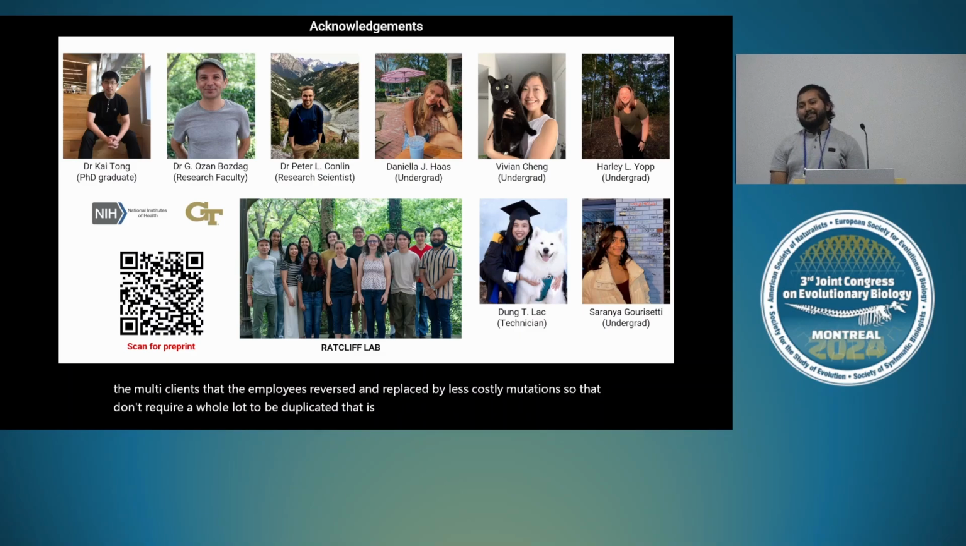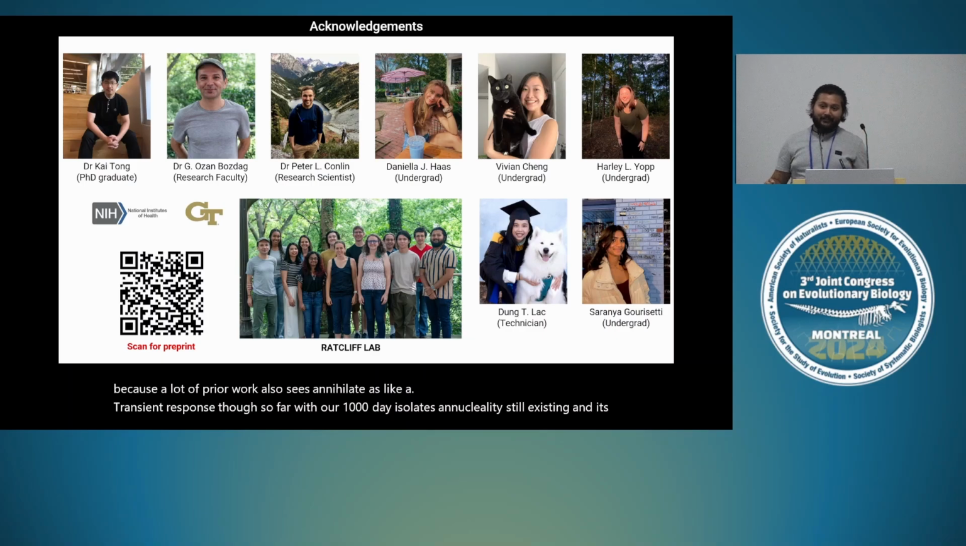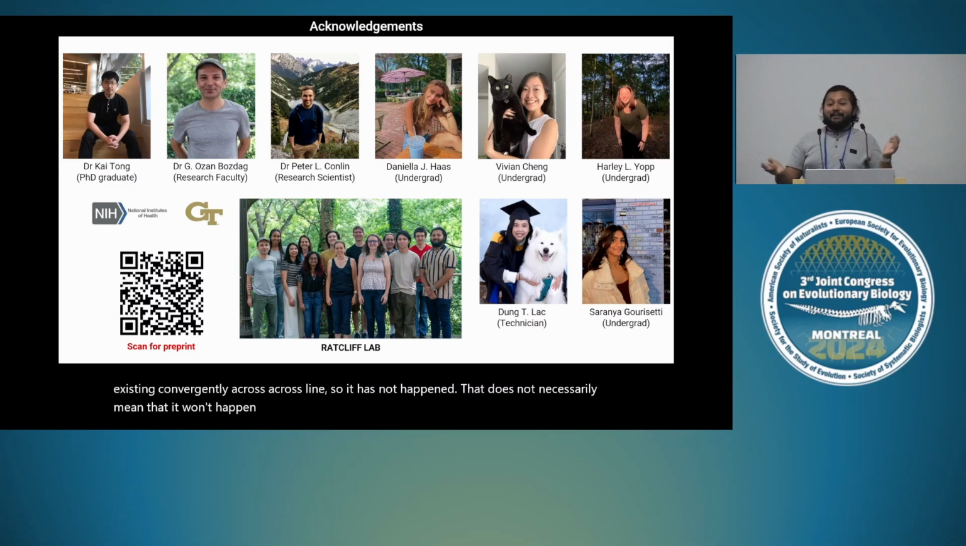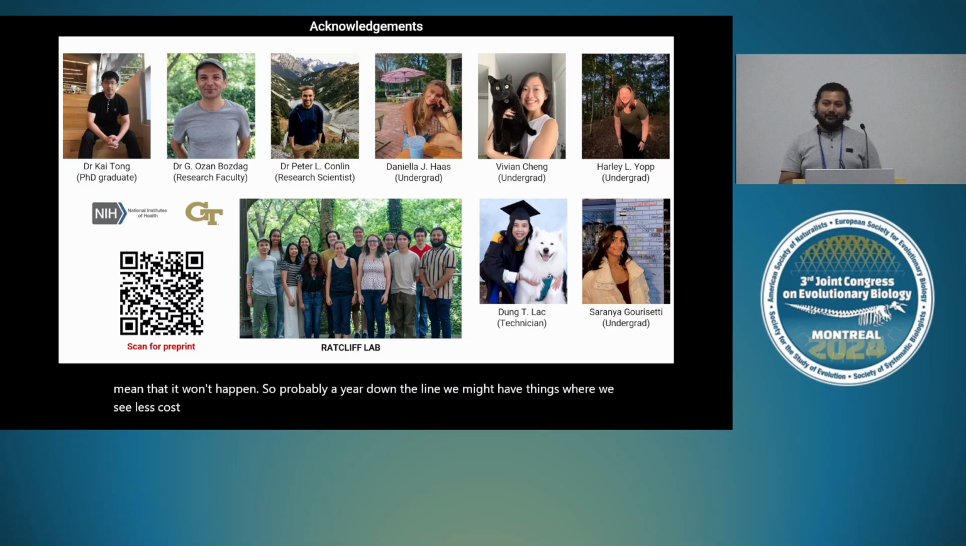That is an expectation I have that might happen, because a lot of prior work also sees aneuploidy as a transient response. Though so far, with our 1,000-day isolates, aneuploidy is still existing, and it's existing convergently across lines, so it has not happened. That does not necessarily mean that it won't happen, so probably a year down the line, we might have things where we see less costly mutations arising and the aneuploidy disappearing. But yeah, we don't see it yet.